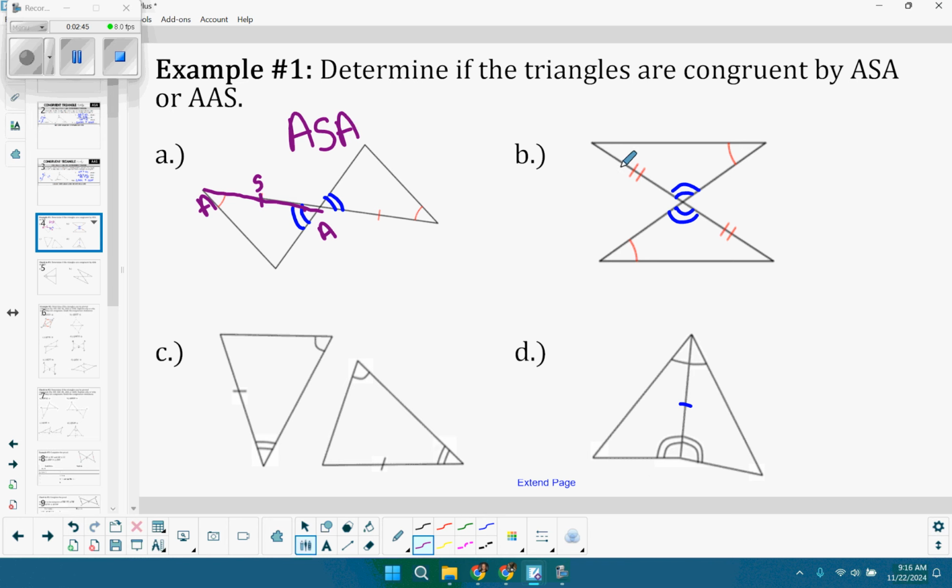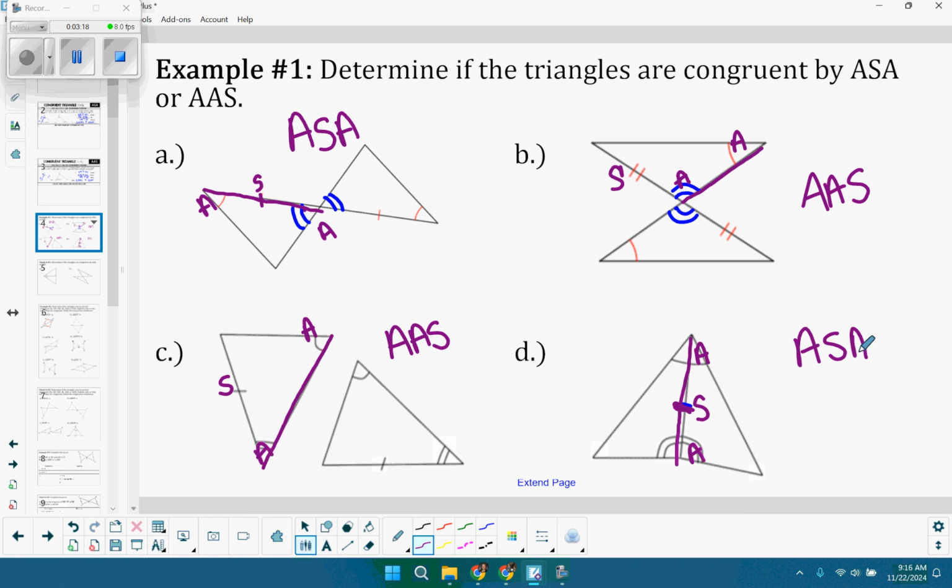In the next one, this is our S, here's our A, here's our A. If I connect the two A's together, it does not touch the S, so this would be AAS. Here's an angle, here's a side, here's an angle. Connecting my two angles together does not touch the side, AAS. And here I have angles, I have a side. Connecting my A's together does touch the S, so that's ASA.